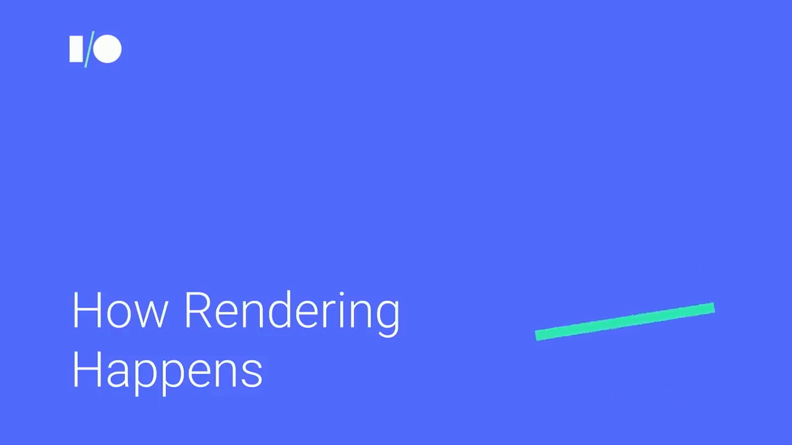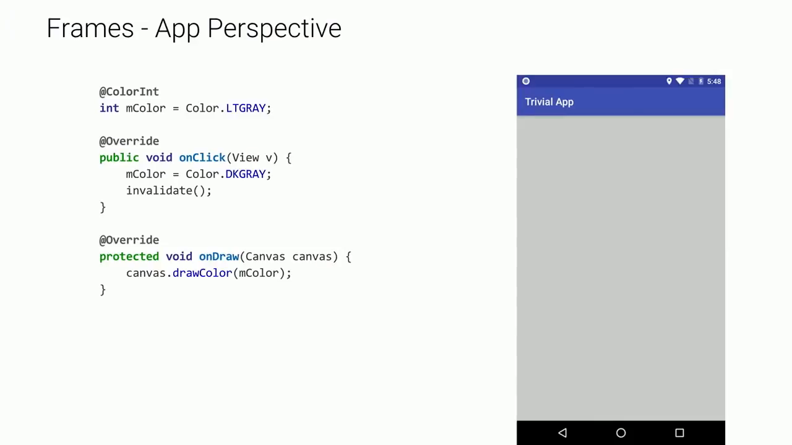So let's take a little step back and say, OK, how does rendering actually happen in the UI toolkit? Well, there's the app perspective, so what's going on in your application, and then we'll take a look at what the framework is actually doing on your behalf. So here's some simple code. We have this color. Things are light gray right now, and when the user clicks in the middle of this custom view, we're going to change the color. We're going to tell the view that it needs to invalidate itself, and then it's going to redraw in the new color. So user clicks on the screen. That sends an event into the onClick method. We're going to change things around. Then we're going to invalidate. And that invalidate is going to cause a later call to onDraw.